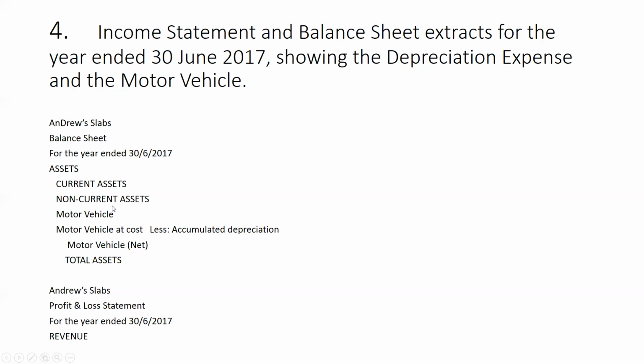So if you add all of these, your total assets will be this. Then, we are doing the profit and loss statement for the year ended this date. Revenue, you need to write just the revenue.